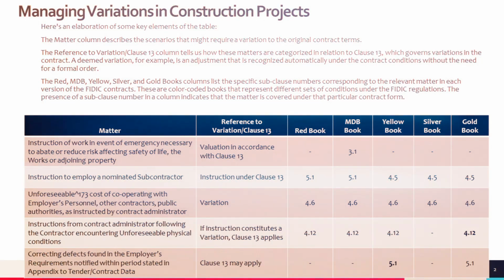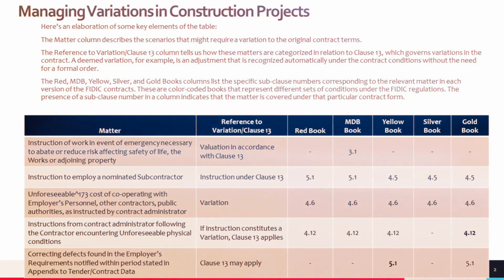3. Contract book columns: red, MDB, yellow, silver, and gold books. These columns are crucial as they show where each matter is discussed within the individual FIDIC books. Each book caters to different project types or conditions, and the subclause numbers indicated provide a direct reference to where you can find detailed information on handling the matter at hand in each specific book.